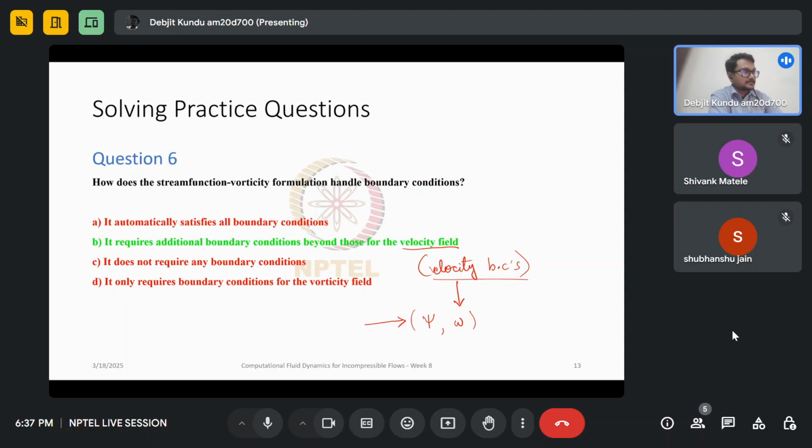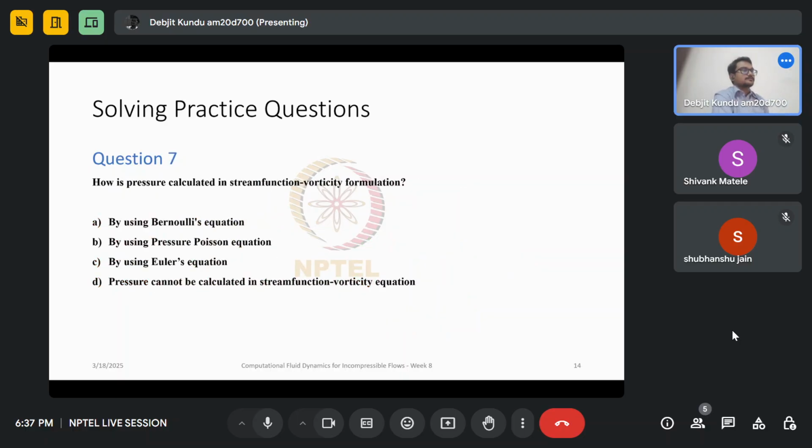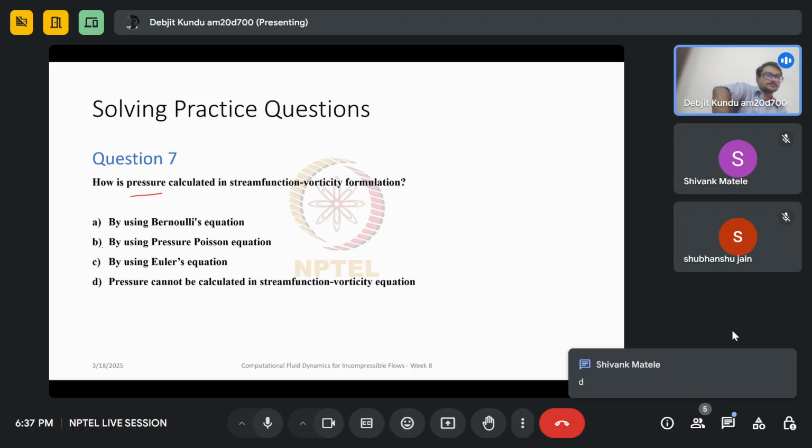All right, let's keep moving. Let's move on to question number 7. How is pressure calculated in stream function vorticity formulation? Is it option A, by using Bernoulli's equation? Option B, by using pressure Poisson equation? Option C, by using Euler's equation? Or option D, pressure cannot be calculated in stream function vorticity formulation?